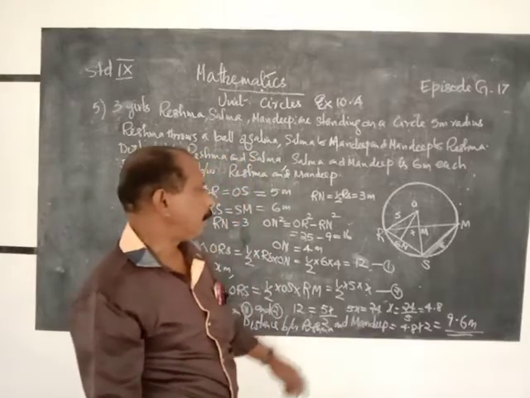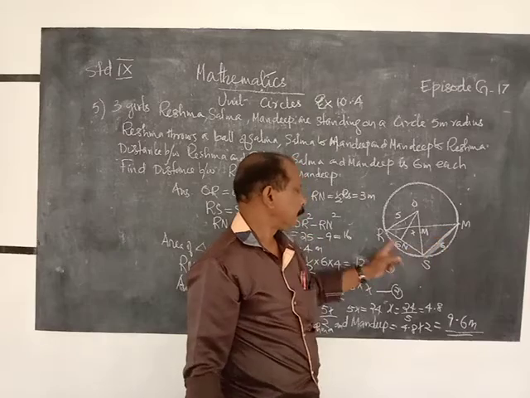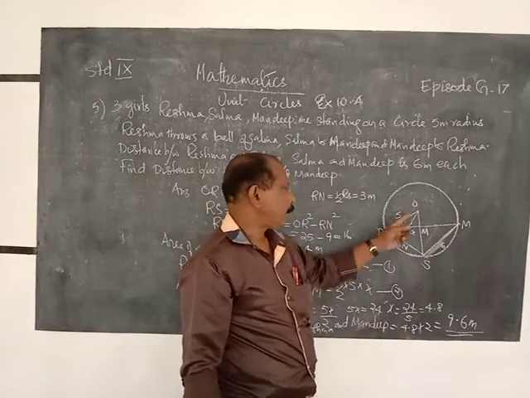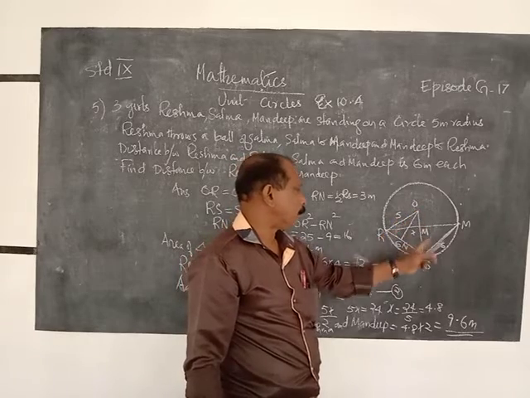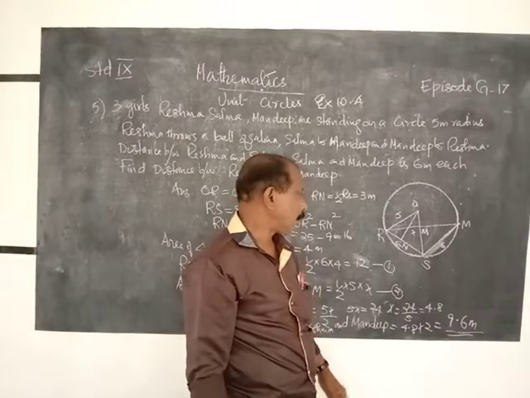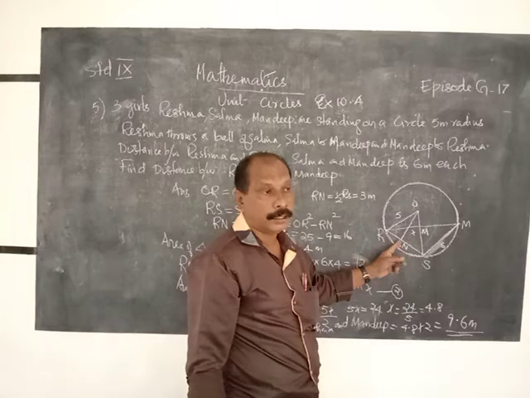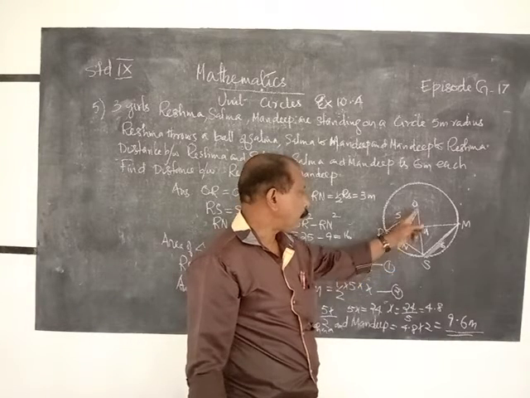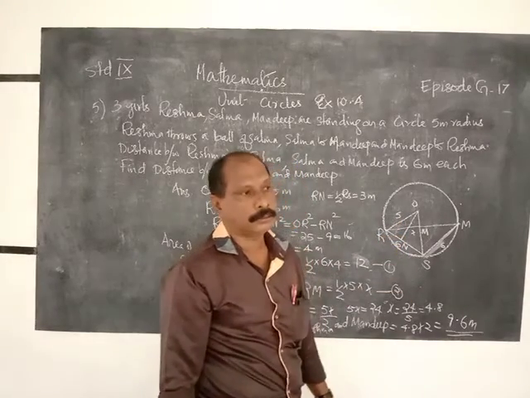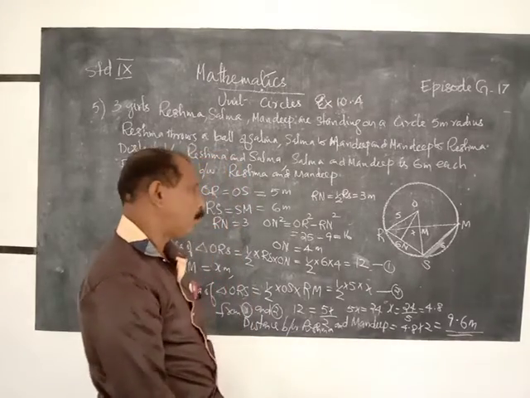Okay? That means let us consider that RS is equal to 6, SM is also 6. Therefore, we know that OR is equal to 5, OS is equal to also 5, that is the radius of that circle. Then RN is half of that RS, that means it is 3. Therefore, ON square is equal to 5 square minus 3 square, it is 25 minus 9 is equal to 16. Therefore, ON is equal to 4.